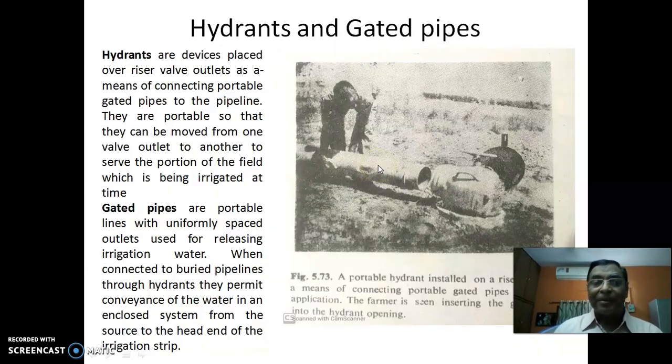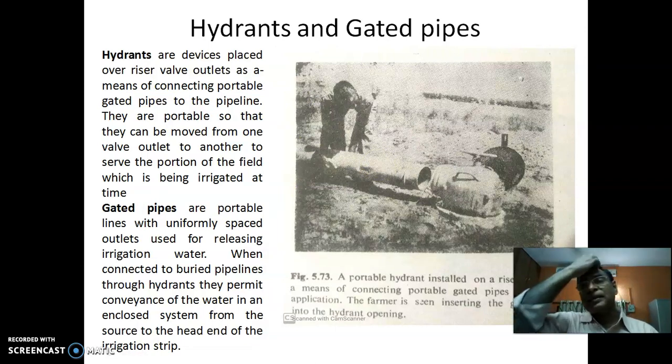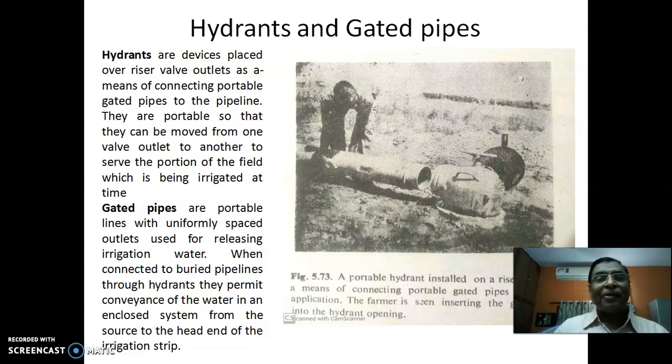Right, so hydrants and gated pipes. Hydrants are devices placed over riser valve outlets as a means of connecting portable gated pipes to the pipeline. See, they are portable so that they can be moved from one valve outlet to another to serve the portion of the field which is being irrigated at that time. For example, this is the riser we have seen, but we don't want water at this place. Suppose we want to carry water to some other place where you cannot carry this main line up to, which may not be economical.